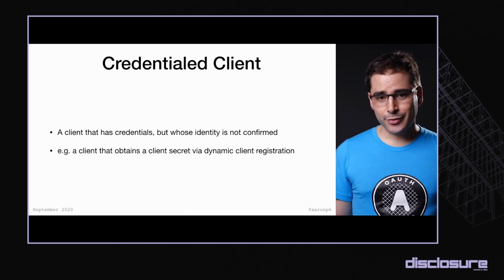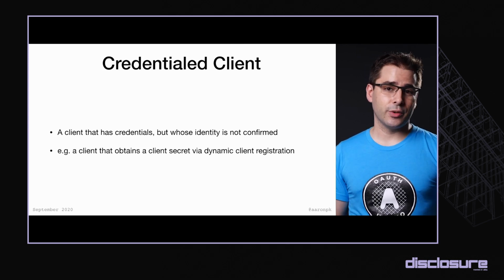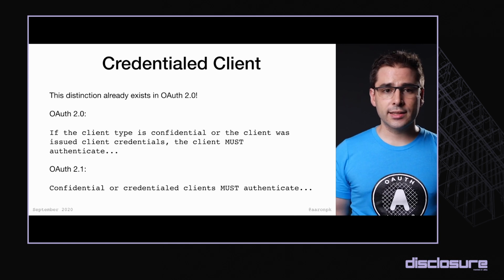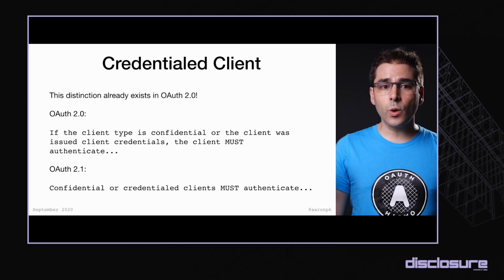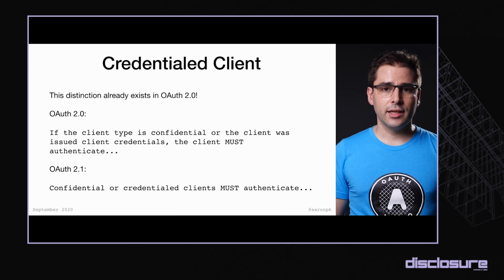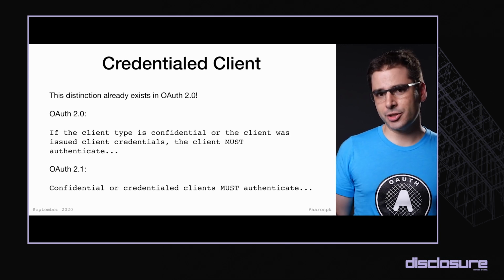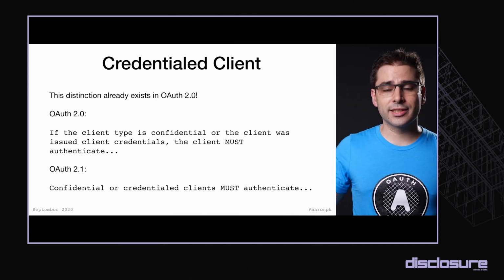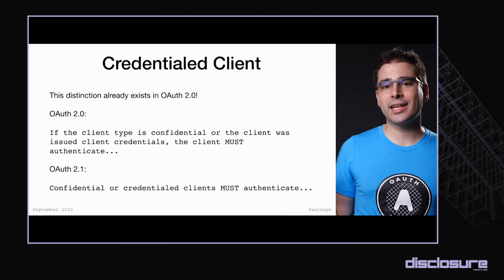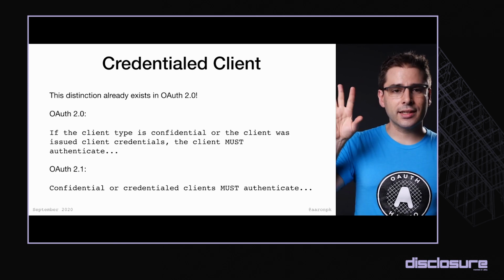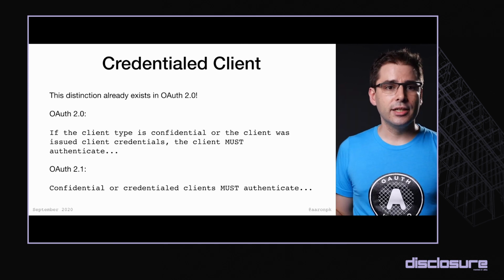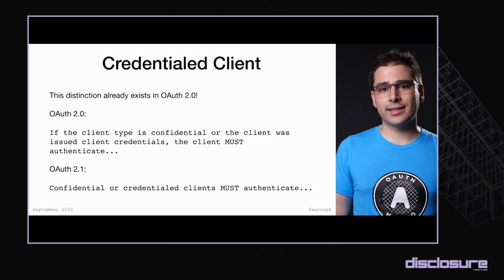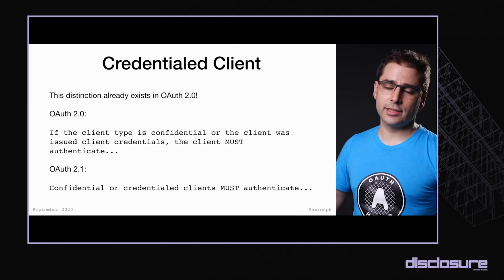Okay, so why do we need a new term for this? Well, if you look at the existing language in the OAuth 2 spec, you'll see this distinction has already been made in the spec. For example, this sentence: if the client type is confidential or the client was issued client credentials. If the only way that clients could have been issued credentials were confidential clients, that second part wouldn't have needed to be there. So clearly this distinction was already being called out in the OAuth spec, it just hadn't been given a name yet. And this kind of thing happens in a few places in the spec. So if we replace that with credentialed clients, it just cleans up the text. So now the text can say confidential or credentialed clients must authenticate.